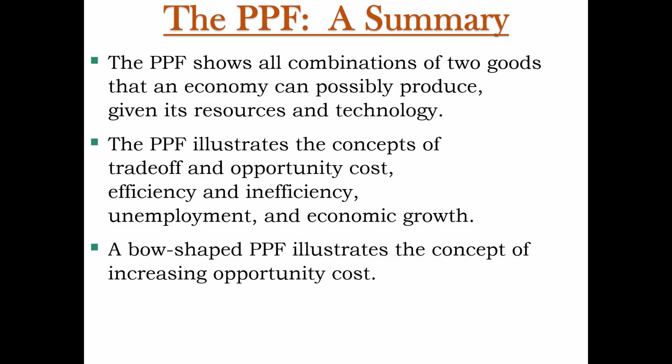We looked at the law of increasing opportunity costs, which means that we have a bowed-out shape for our production possibilities frontier. And if we have a straight or a linear production possibilities frontier, that means we have constant opportunity costs.